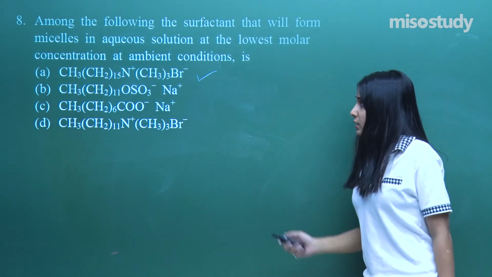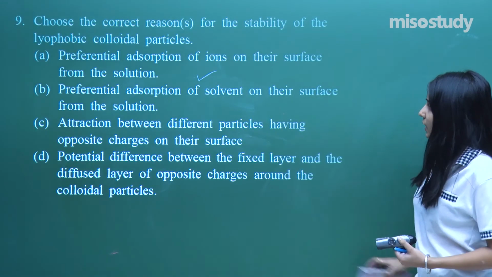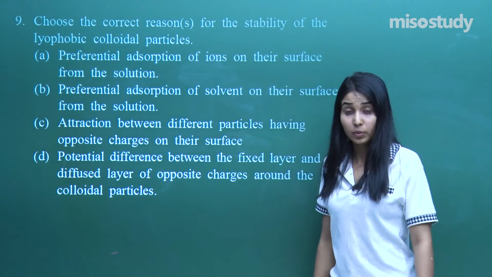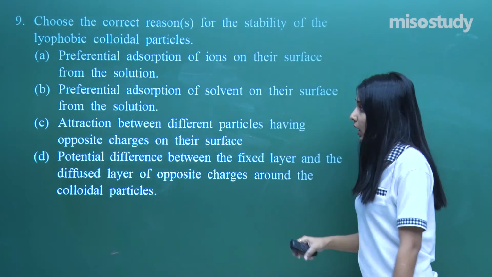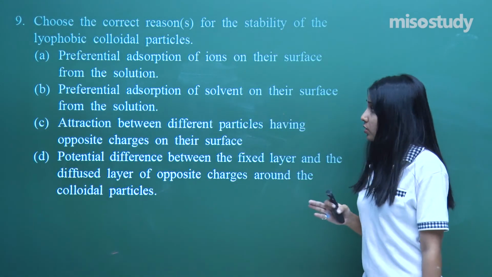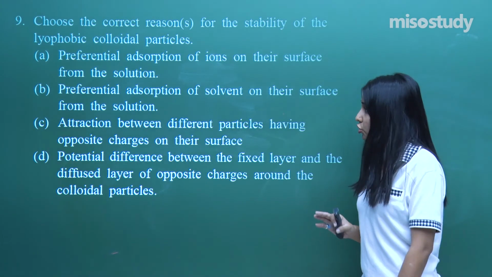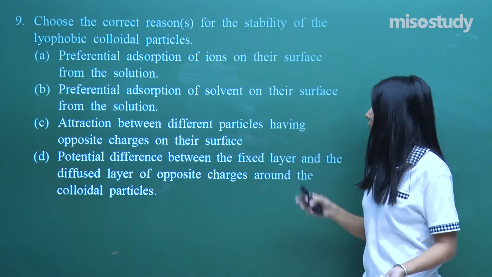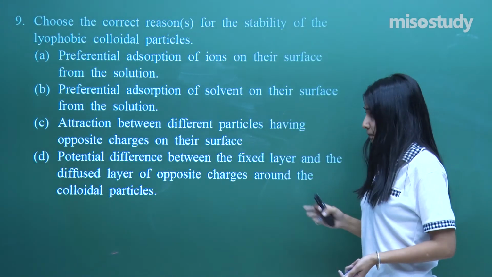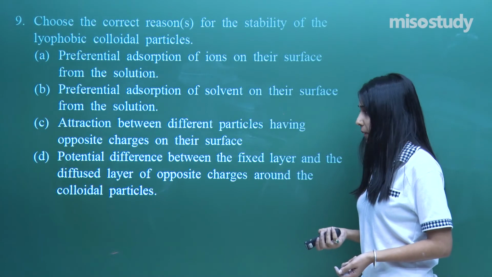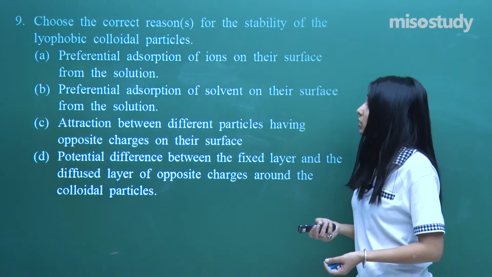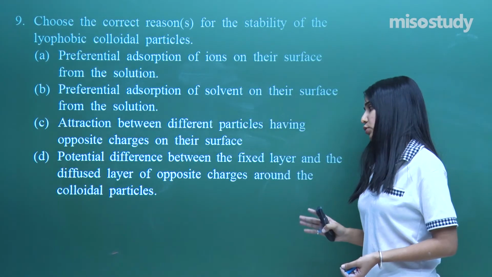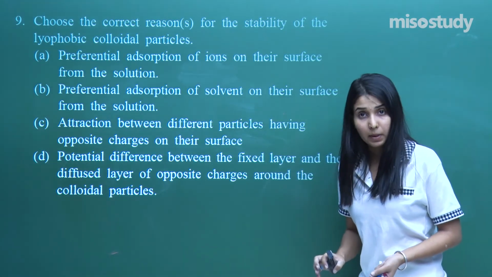Then coming up to the next question. Now it says, choose the correct option for the stability of my lyophobic colloidal system. Right, what are the options? Preferential adsorption of ions on the surface from the solution, preferential adsorption of solvent on the surface from the solution, attraction between different particles having opposite charges on the surface, or potential difference between the fixed layer and the diffuse layer of opposite charges around the colloidal particles.